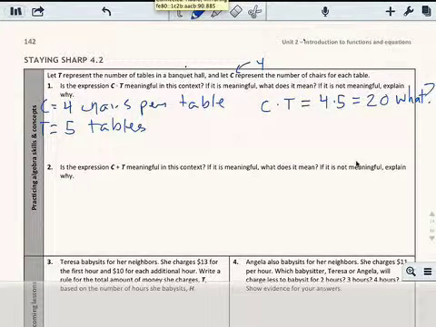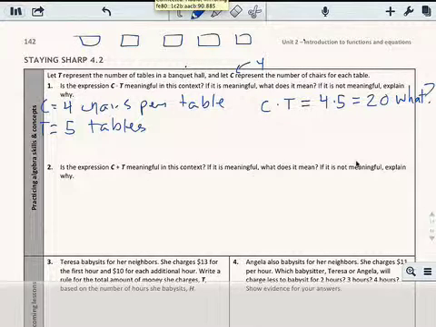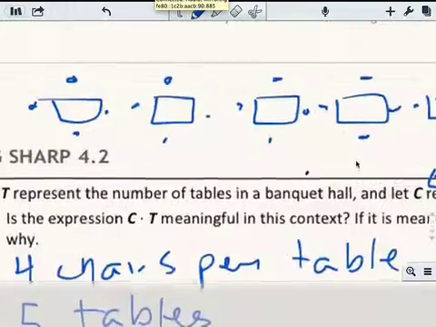If I can come up with an answer to that question, then this is a meaningful expression. If I can't, then it's not meaningful. So I'm going to try to visualize this. I'm going to draw 5 tables, 1, 2, 3, 4, 5. And then I'm going to draw 4 chairs per table. Okay, so I've got 4 chairs per table.